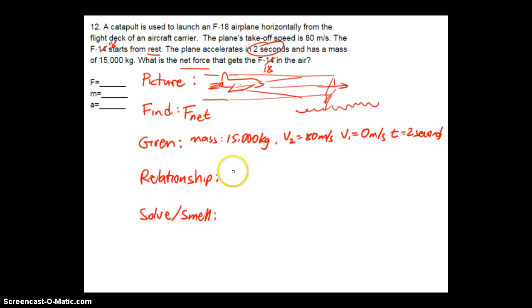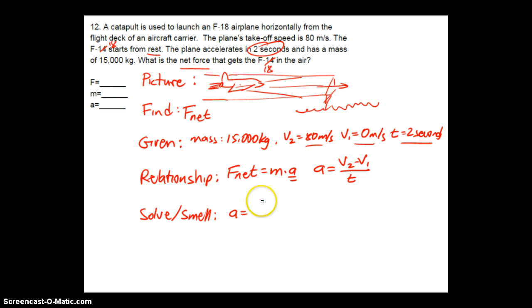Let's see our relationships. Okay, so the most obvious one is that our net force is equal to mass times acceleration, but I'm not given acceleration directly. But I do know that acceleration is my change of velocity over my time. Okay, and given the values that we've got here, I'll have to use this relationship to figure out my acceleration. Let's go ahead and solve this. First, let's solve for acceleration.